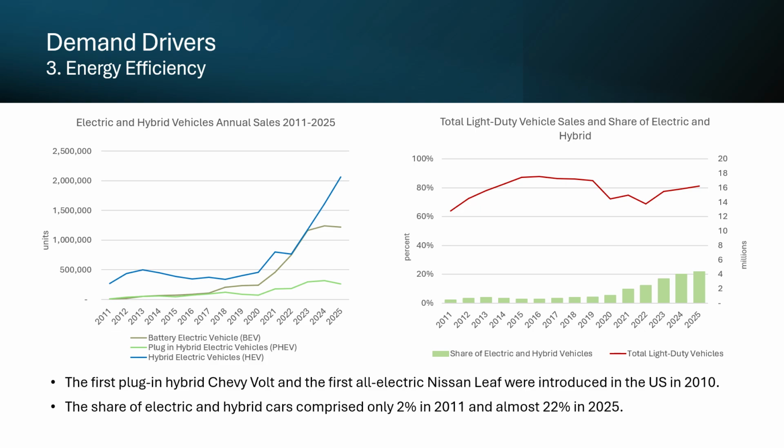Take a look at the chart that shows annual sales of electric and hybrid vehicles and total light-duty vehicles from 2011 to 2025. The total sales of plug-in electric vehicles grew on average 50% per year during this period, whereas hybrid-only vehicle sales grew 19%. This is a large increase compared to the total light-duty sales annual growth rate of 2%. The share of electric and hybrid cars has been increasing over time as well. It comprised only 2% in 2011, increasing to almost 22% in 2025.